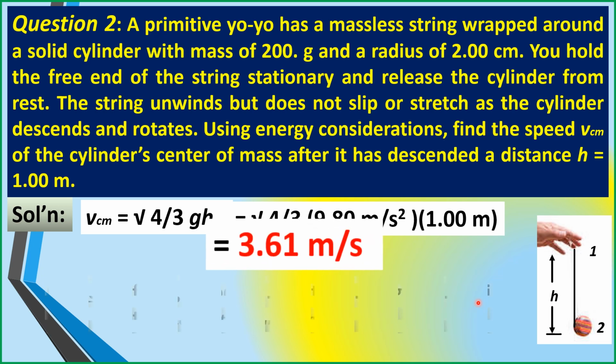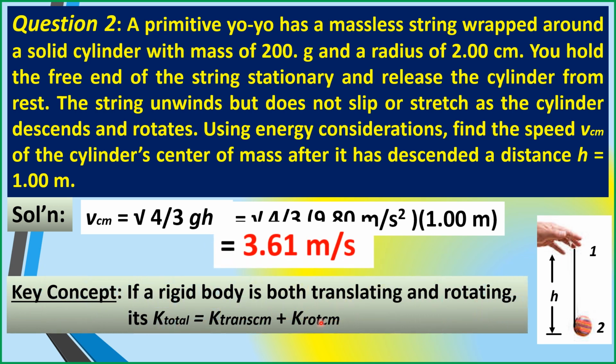Furthermore, we emphasize that if a rigid body such as the yo-yo here is translating and rotating at the same time, meaning it is moving in a straight line, moving linearly or translationally, and at the same time is also rotating, we describe the total kinetic energy as the sum of the kinetic energy associated with its translational motion, specifically of the center of mass of the body, plus the rotational kinetic energy about a point which is considered the center of mass.